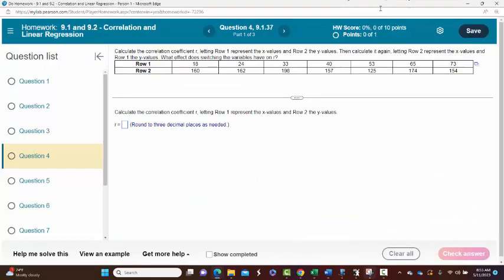I'm going to start with problem number 4 here. First 3 are pretty basic. I think you should be okay with those. Here's where we get to the real calculations.